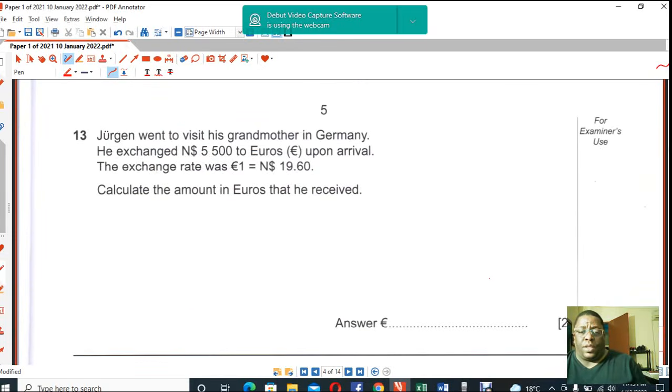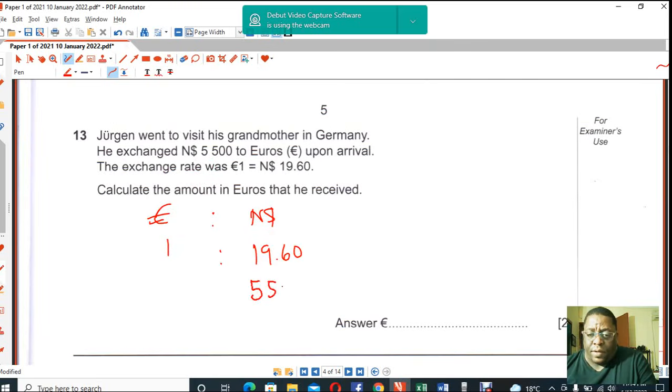Okay, question 13. This is money. They say Jürgen went to visit his granny in Germany. The exchange rate is, well, I'm going to put the euro here. 1 euro is equivalent to 19.6 million dollar, and he had 5,500 million dollar. So how much would that be?